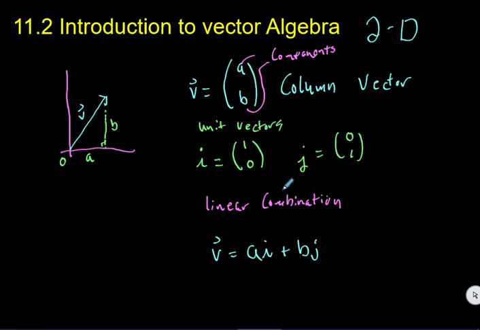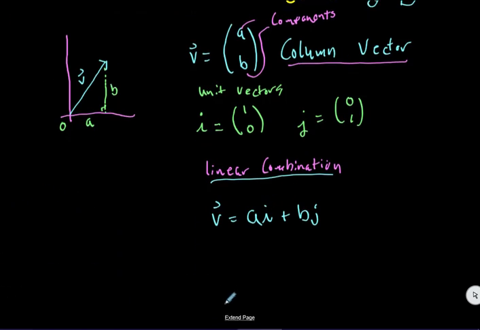So we have two ways that we represent vectors. We can represent them as a column vector, A, B, but we can also represent it as a linear combination down here. So that's what that means, right? So let's go ahead, and I want to go over something to help us out.